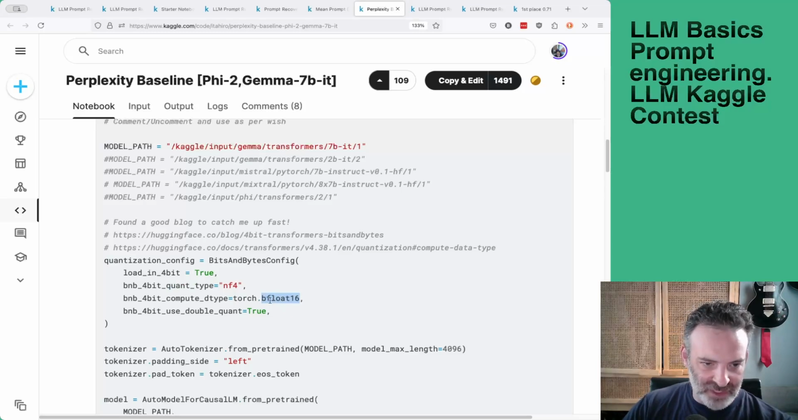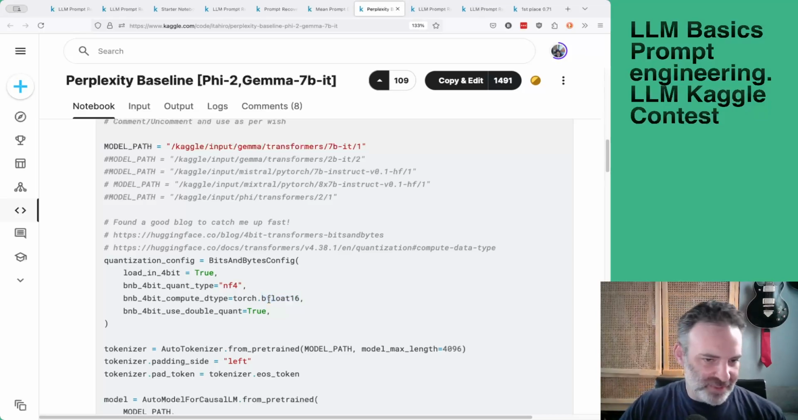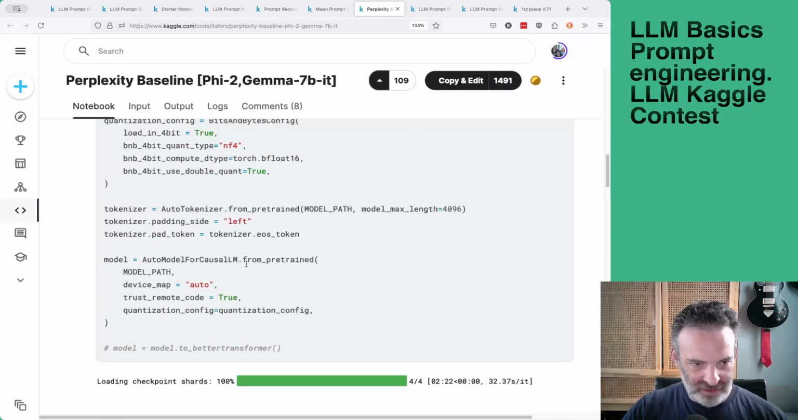Something worth mentioning is the BF float. This is a new data type that's used for quantization. It's cool, but again, don't worry too much about it. You can read for ages about the difference between that and float 16. But just take this as a very good basic setup. If you want to do any more, go ahead.